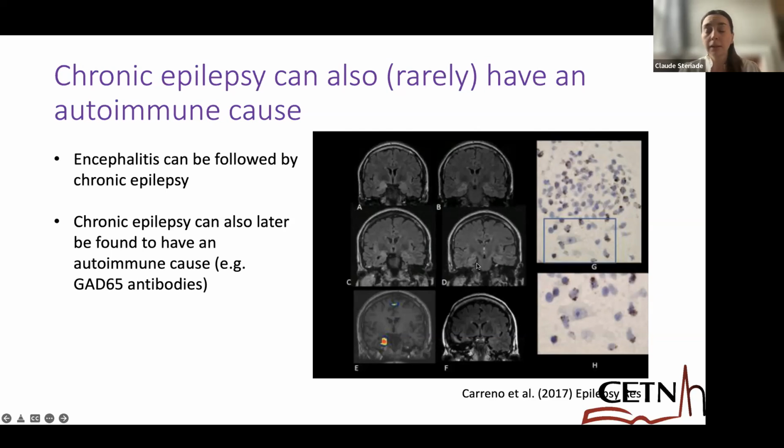The other setting that we often encounter is one where there was no clear acute autoimmune encephalitis, but there's still an autoimmune cause of seizure. And that's probably the one that we are the most scared of missing as epileptologists. The prime example of that is high titer GAD65 antibody-associated epilepsy. That's typically temporal lobe, bitemporal, and drug-resistant.